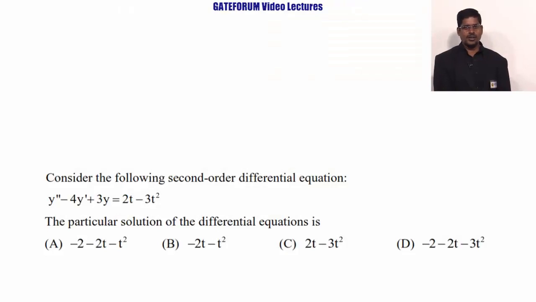Consider the following second order differential equation. Y double dash minus 4y dash plus 3y is equal to 2t minus 3t square. The particular solution of the differential equation is ABCD options given. This question is from engineering mathematics. Topic is differential equation. Subtopic is higher order linear equation with constant coefficients, which is from GATE 2017.